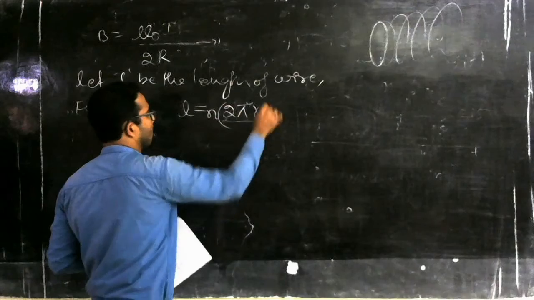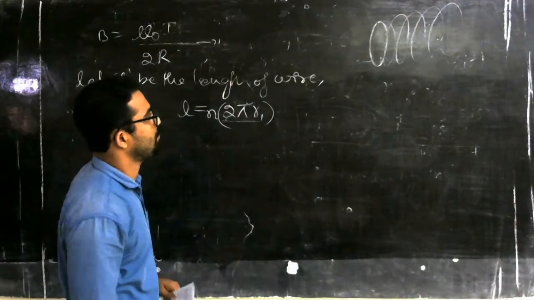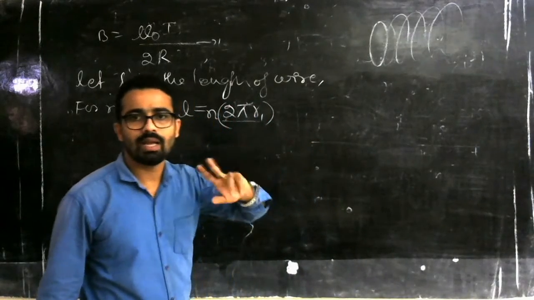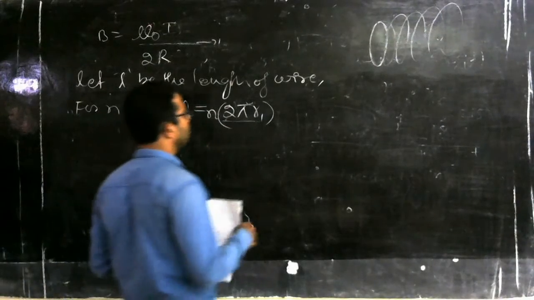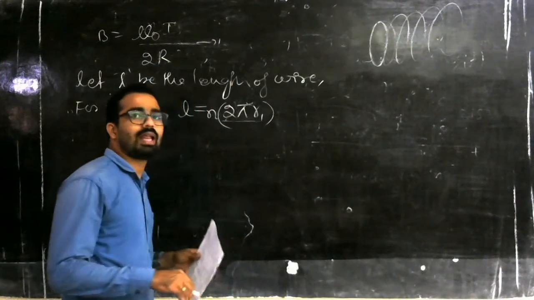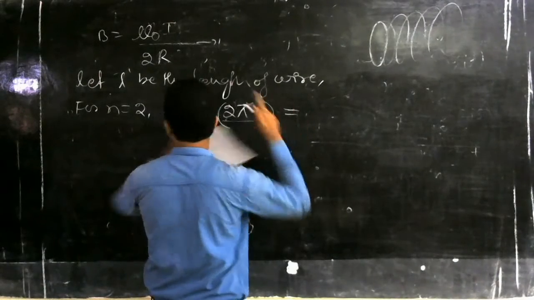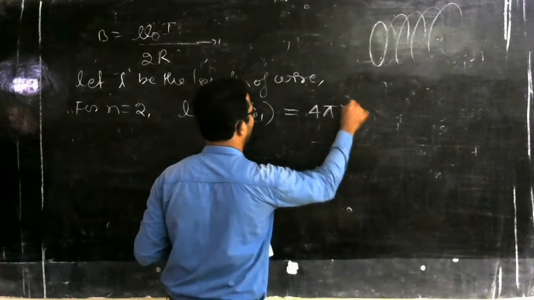I am writing n here because n is a variable. For the first coil, it has only 2 turns. For the second coil, it has 4 turns. That is why I am introducing n here: n into 2 pi r1. For the first coil, n is equal to 2, right? That is why L equals 4 pi r1.